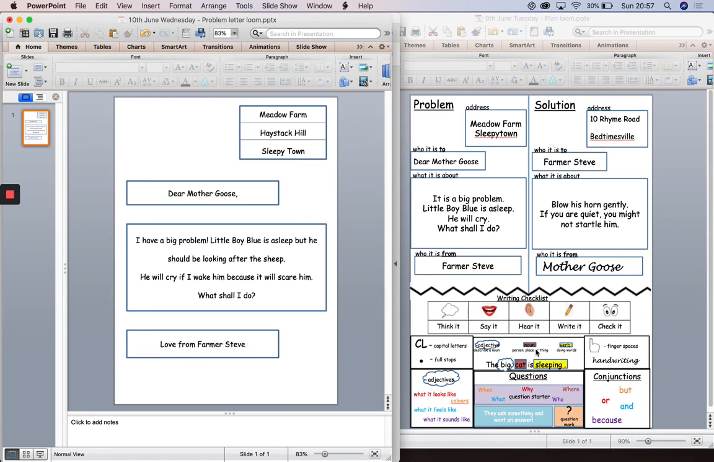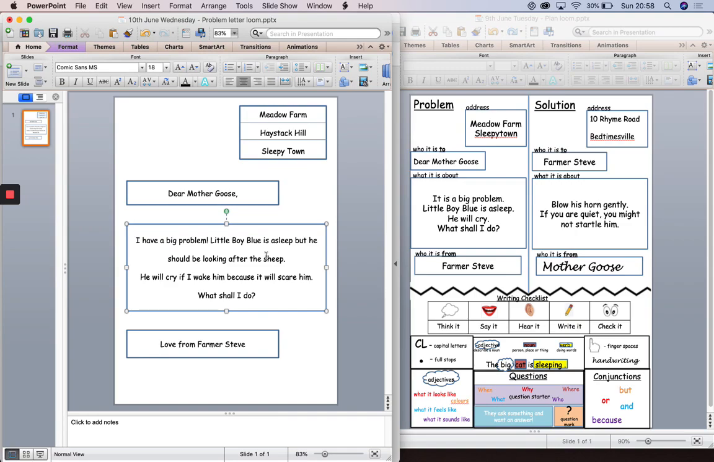Right, let's just check my checklist. I use this, think it, say it, hear it, write it, check it as I wrote. Capital letters and full stops, I am happy with. I would go through and check that very carefully if I was doing it. Finger spaces I've done, and my handwriting, again, very luckily, is neat when we are doing this. Adjectives, I don't think I've got any adjectives. Oh, I've got that one there, haven't I? Blue and little are both adjectives.